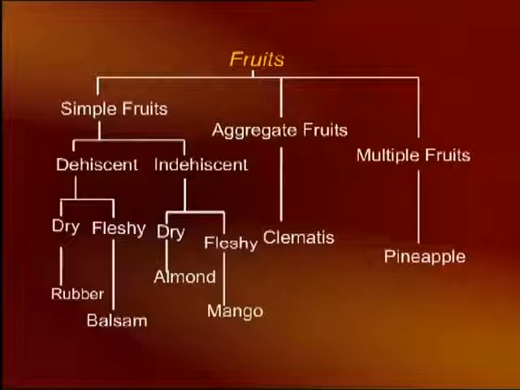Then you have examples. Under dehiscent, you've got the dry category. Under the dry category, you have something like rubber. That is also a fruit. And in the fleshy category, you have balsam. And in the indehiscent type of fruit, the dry fruit is your almond. And your fleshy fruit is the mango. The second major category, under that you have the fruit clematis.